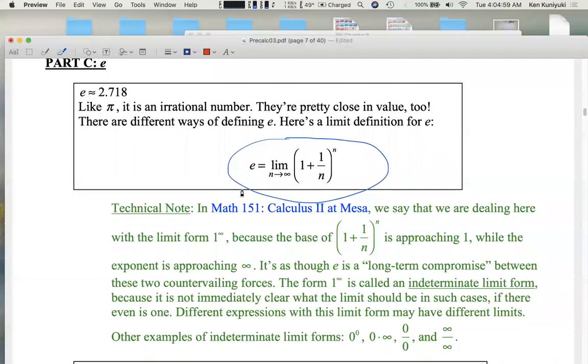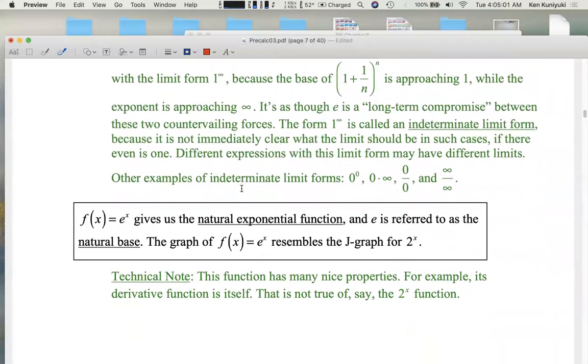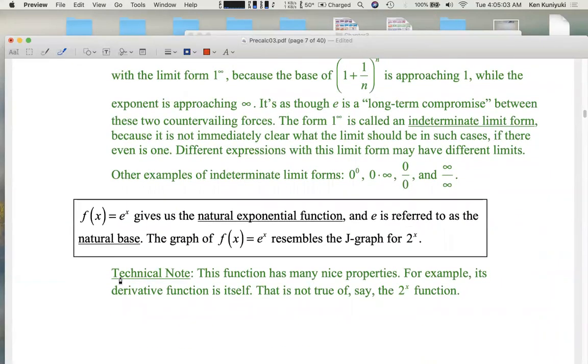We love E for all sorts of reasons. A key reason is that the derivative of e to the x is e to the x. By the way, e to the x gives us the natural exponential function, and e is referred to as the natural base. E is our favorite base. In information theory, computers are supposed to be base e, really, and they actually experimented with base 3 computers, but base 2 won the day, binary.